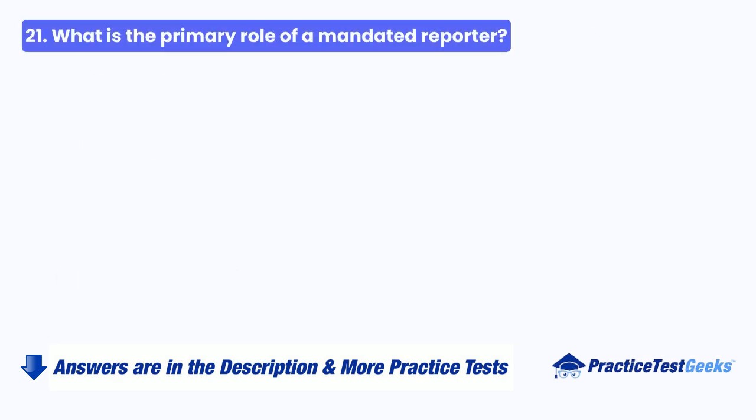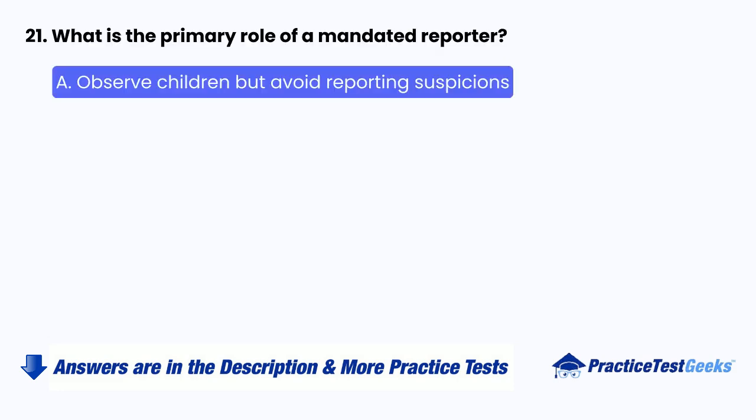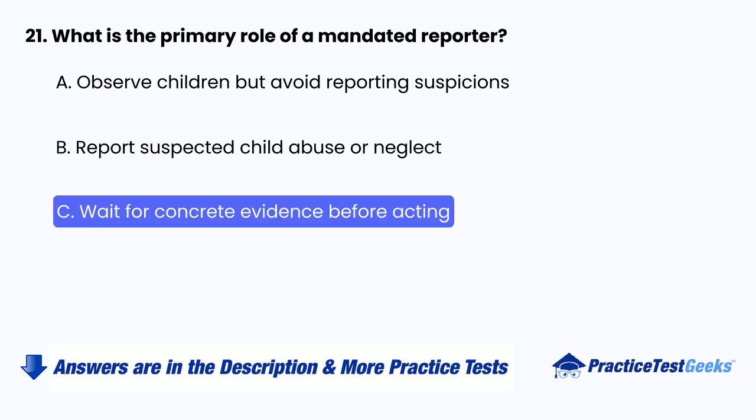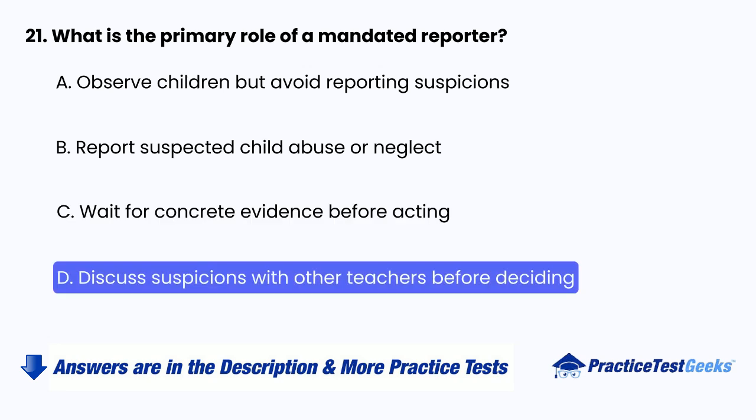21. What is the primary role of a mandated reporter? A. Observe children but avoid reporting suspicions. B. Report suspected child abuse or neglect. C. Wait for concrete evidence before acting. D. Discuss suspicions with other teachers before deciding.